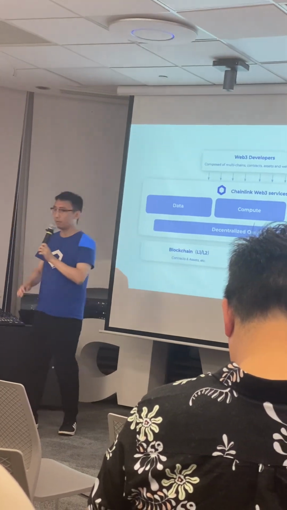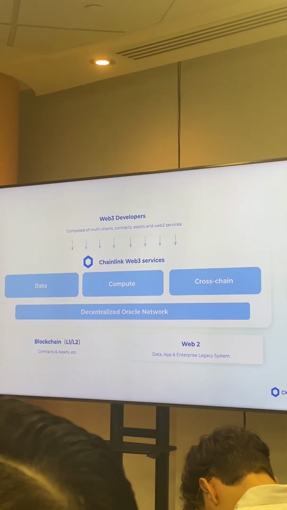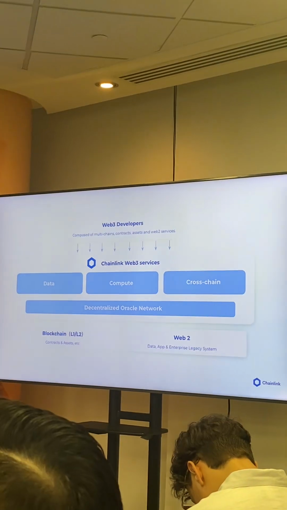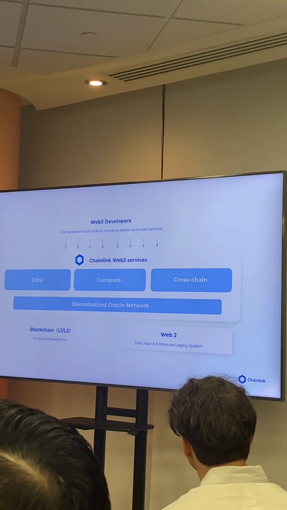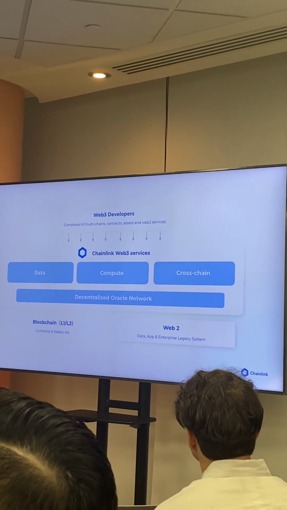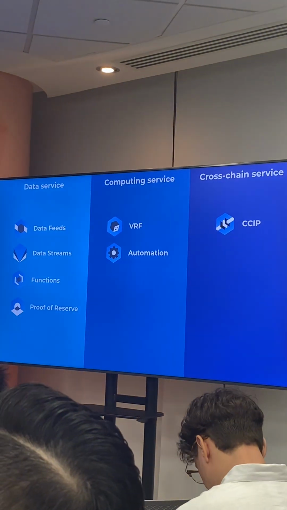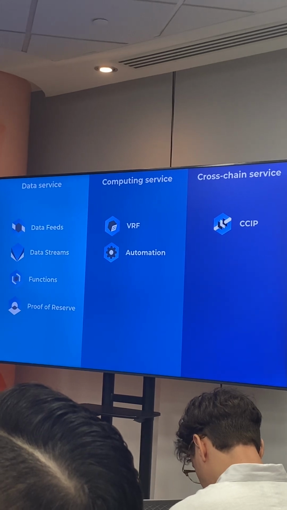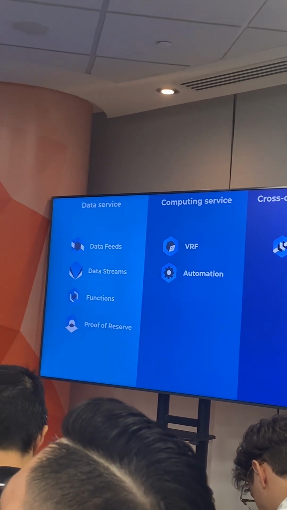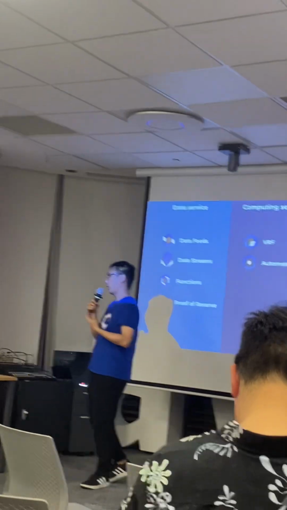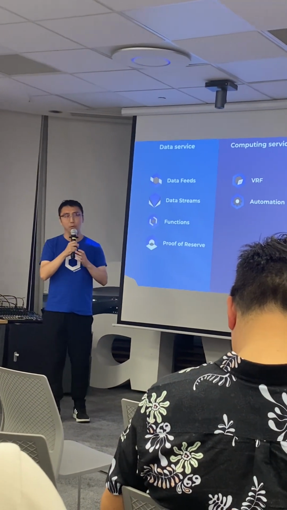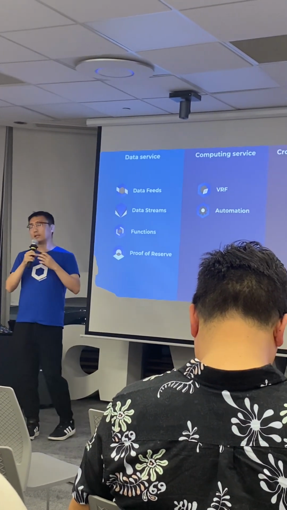So based on the decentralized Oracle network, we have three different types of services: a data service, a computing service, and a cross-chain service. And in today's workshop, I'm going to introduce the data feeds in the data service and the CCIP in the cross-chain service. Because for Chainlink, we are a very, very big developer platform.